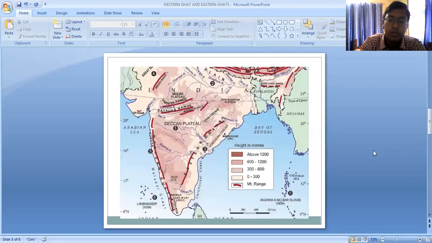I'm just showing you on the map once again. So basically this is the Western Ghat, and this side of the Western Ghat receives the orographic rainfall, and in this part the amount of rainfall is less. Now the question is why?